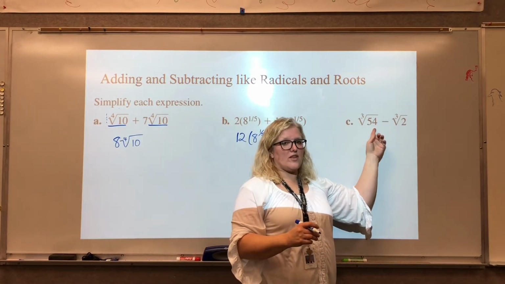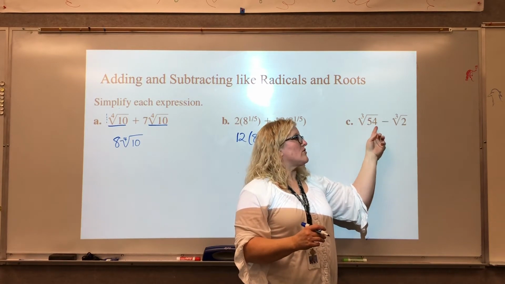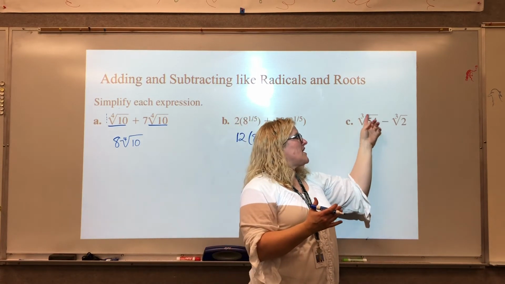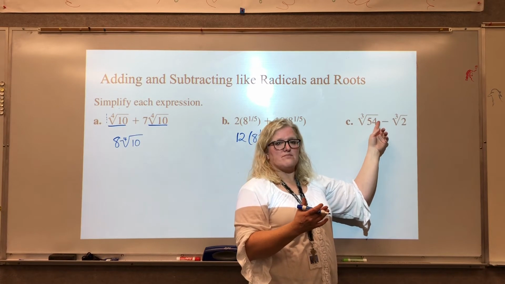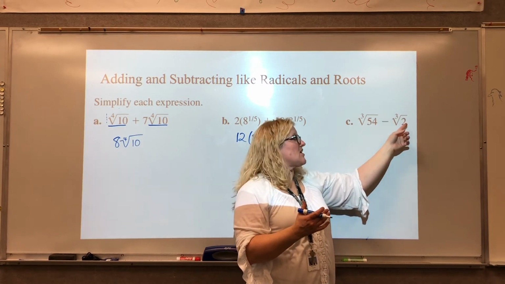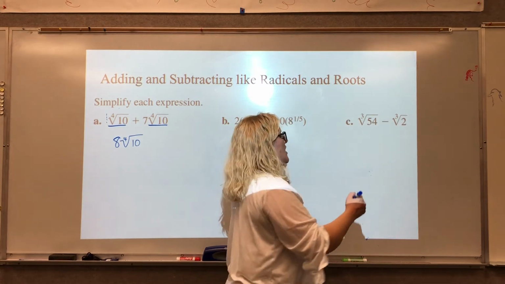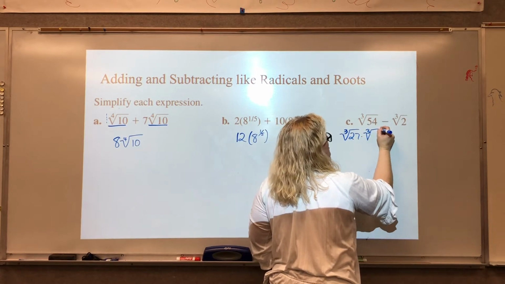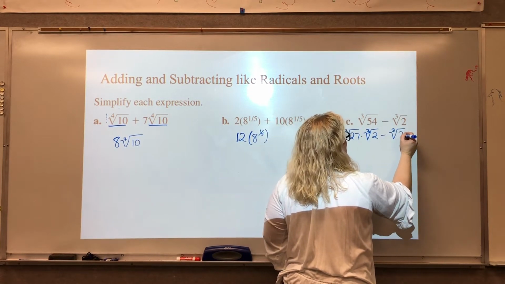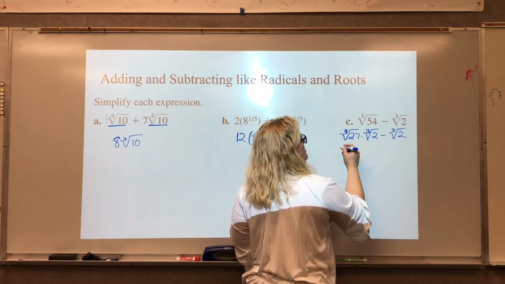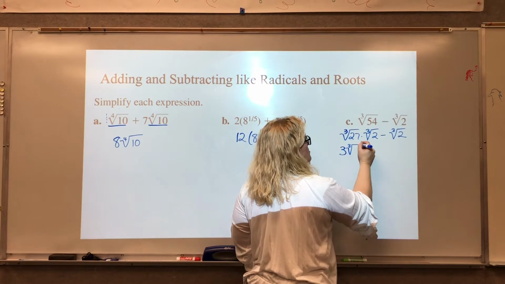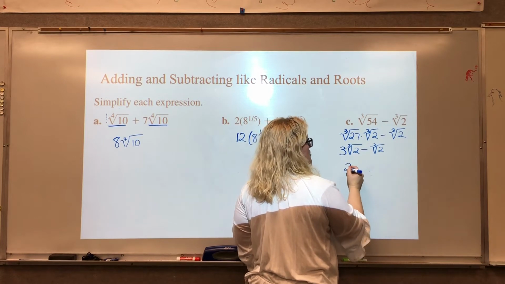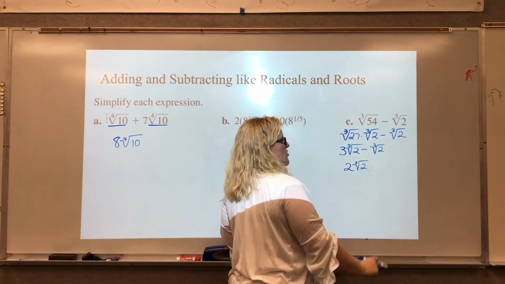Over here I have a different story though, because this is the cube root of 54. This is the cube root of 2. So right now, I can't combine these. But if I simplify this, then you're going to see that it will come down to the cube root of 2. So 54 is actually 27 times 2. So the cube root of 27 is 3. Then I have times the cube root of 2 minus the cube root of 2. So 3 minus 1 is 2 times the cube root of 2.